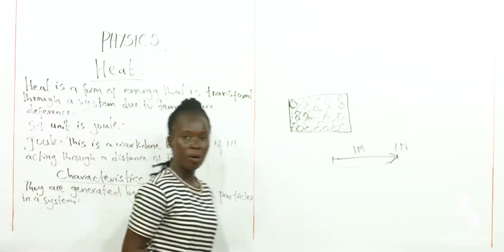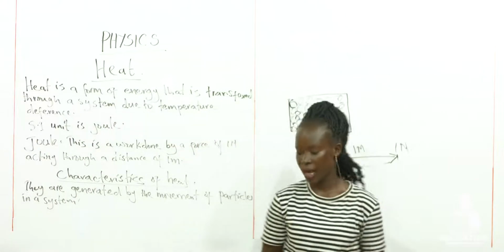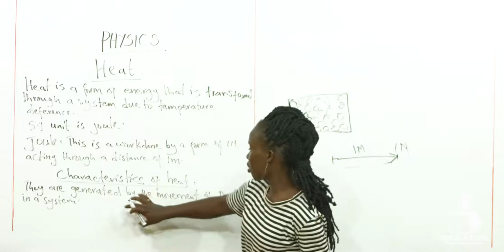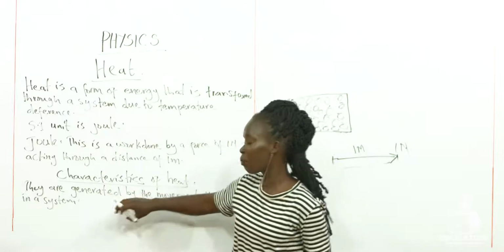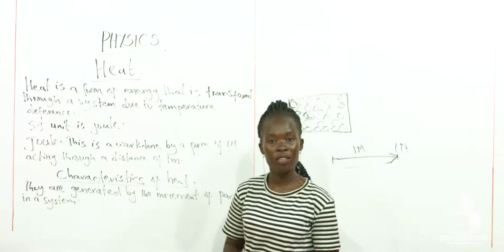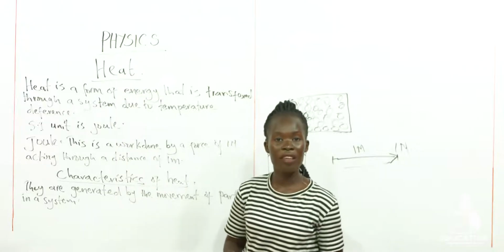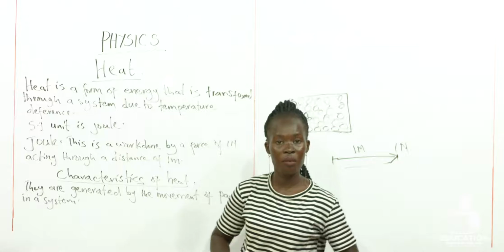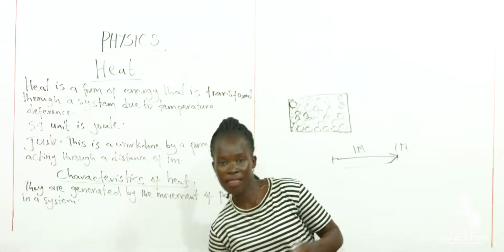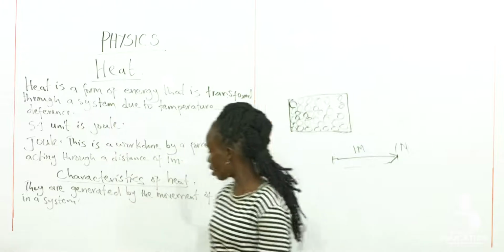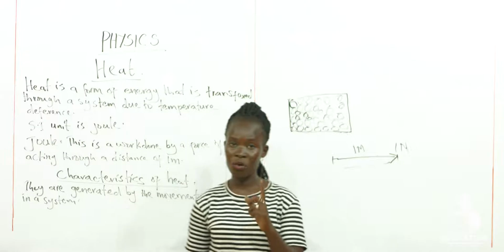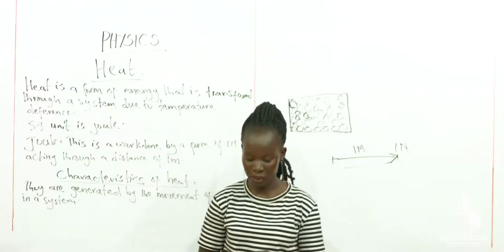When I'm talking about a system, I mean any other body. So you'll see that if these particles do not move, that means that there will be no transfer of energy. And if there is no transfer of energy from a point where the energy is more to where it is less, that means that there will be no heat. Because there is a difference between heat and temperature. We shall come to that.